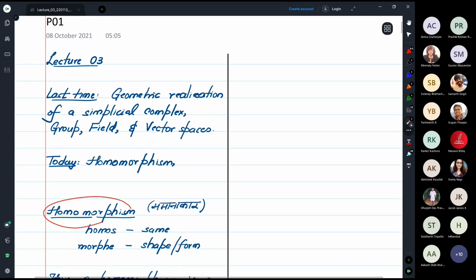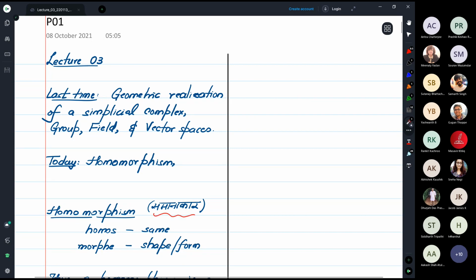Okay, so homomorphism is a Greek word. It is made up of two parts. One is homos, and the second part is morph. If you look up their meanings on Google, you will find that homos means same and morph means shape or form. So homomorphism loosely means that you have the same shape or same form.